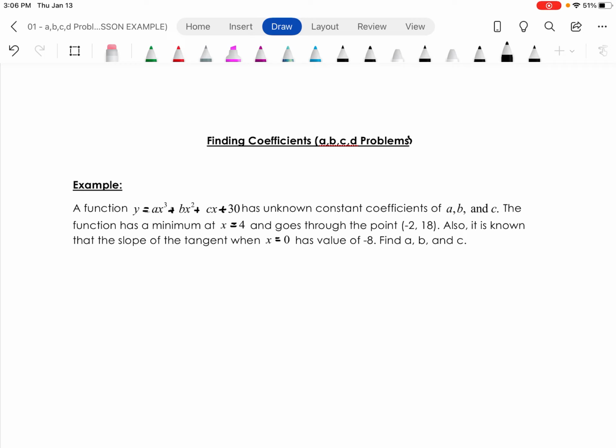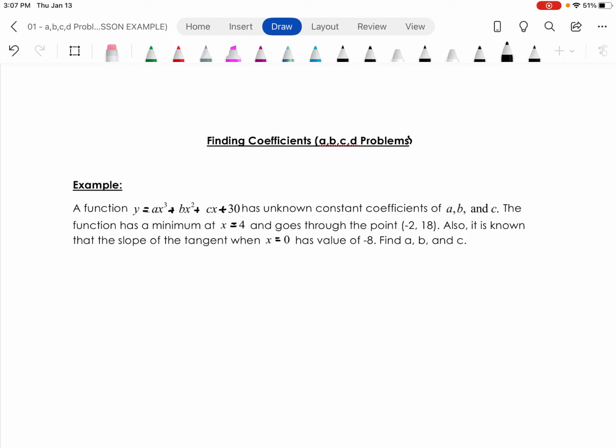These kinds of questions actually have popped up all the way through high school math. But the ones today are just a little bit more complicated because they involve derivatives. So I thought I'd do one good example that you have to look at as you go to look at those problems. Okay, so there's a function, y equals ax cubed plus bx squared plus cx plus 30.